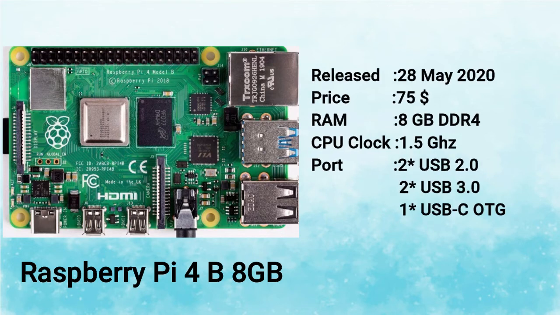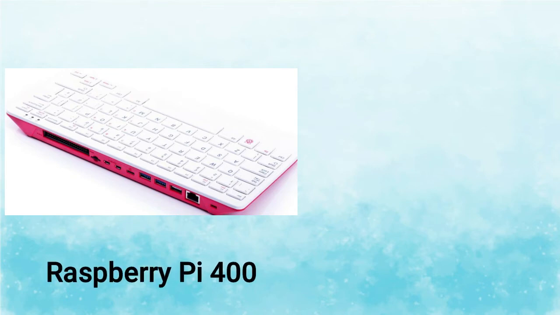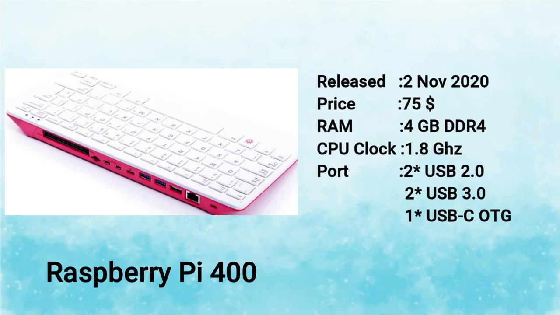This is Raspberry Pi 4 with 8GB RAM. It was released on 28 May 2020. Its price is $75 US. And this is the latest version of Raspberry Pi, Raspberry Pi 400. It was released on 2 November 2020. Its price is $75 US. It's basically the Raspberry Pi 4B with a keyboard and upgraded clock speed. Its clock speed is 1.8 GHz.